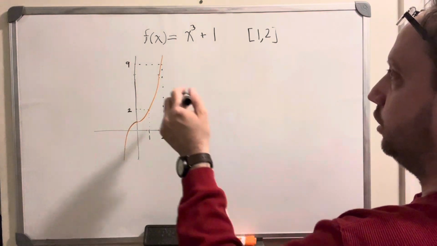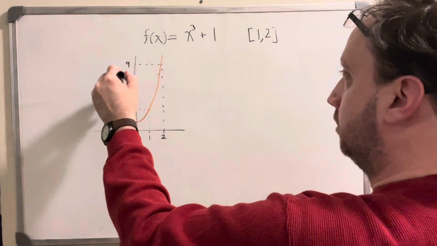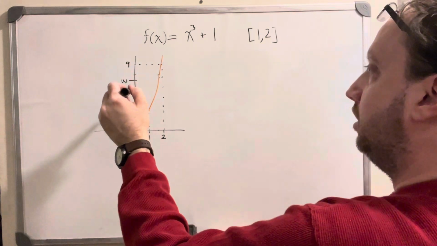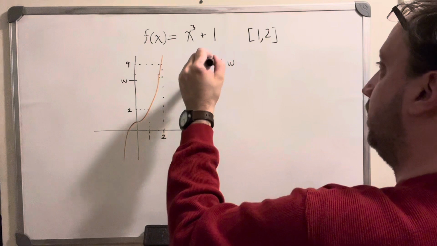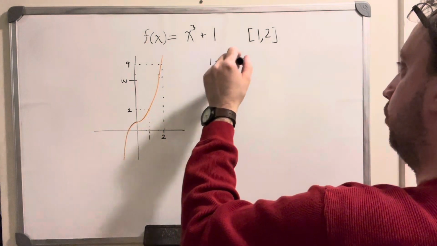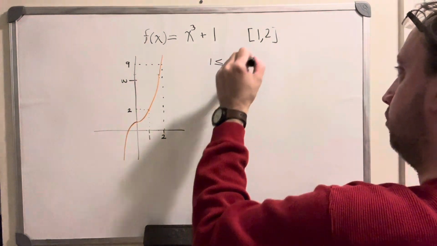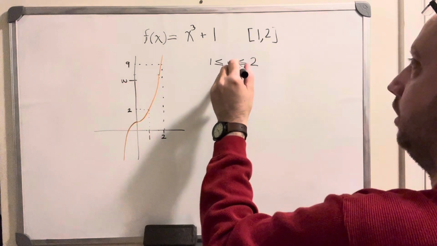Now, to show, let's pick some random w on here. So we say w is greater than or equal to 1, and less than or equal to 2. Okay?